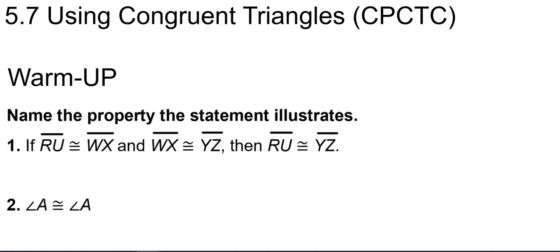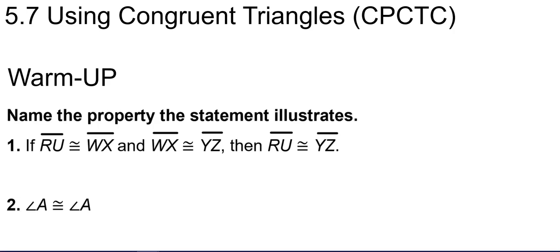All right, last section of 5.7, using congruent triangles, CPCTC. We're going to be saying that a lot. Get used to it. It's kind of fun to say. CPCTC, CPCTC, CPCTC. All right, that's enough.